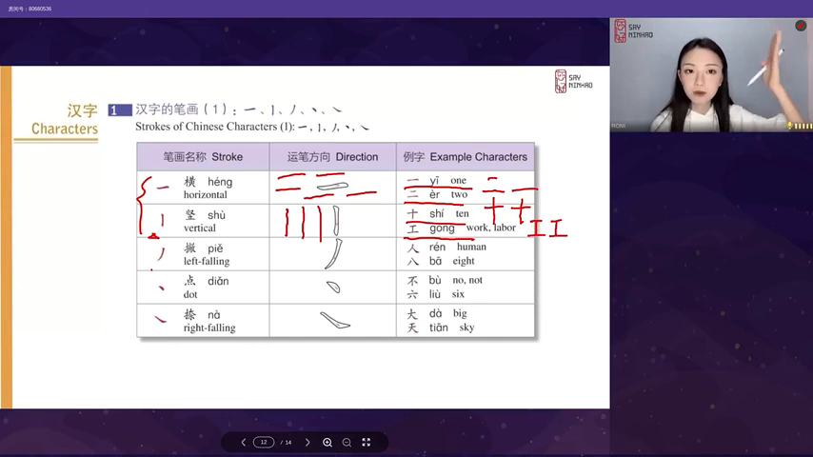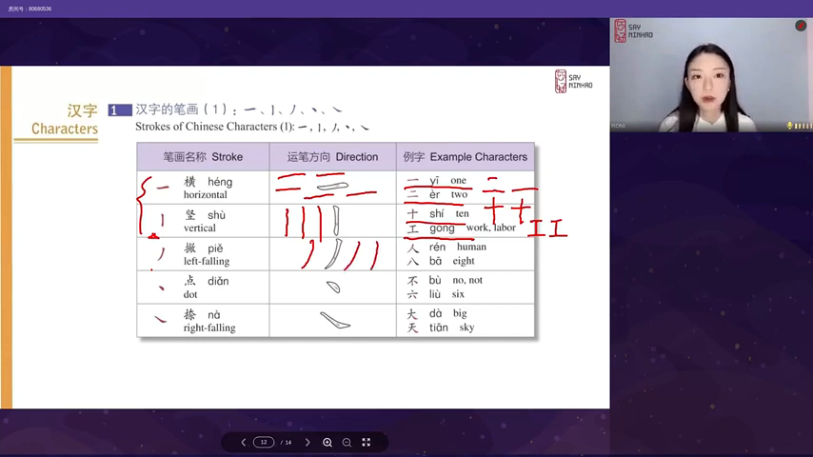It is left falling. Its name is 撇, and it means left falling. The direction of writing it is from top to bottom. Now let's see the examples. First example is 人, which means human.